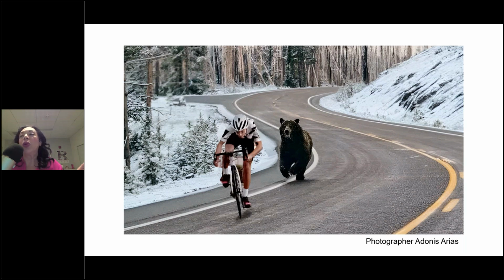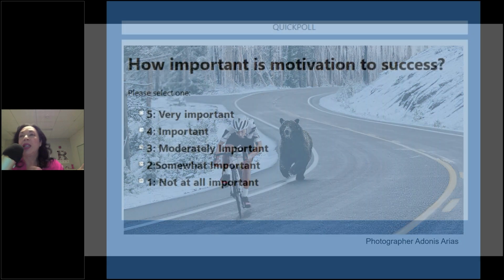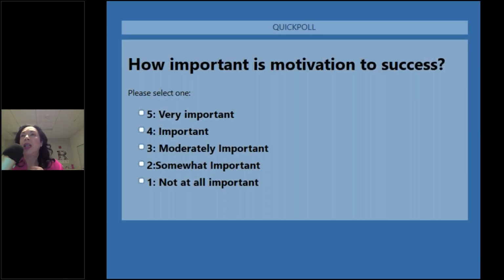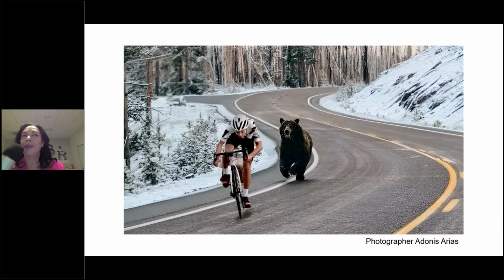We're going to start with a quick poll. So Rachel, please launch the poll that says, how important is motivation to success? All right, we're seeing 41% voted, 50% at only 10 seconds. All right, I think we're good. We're at 84% and it seems to be plateauing. So let's go ahead and close that. And I will share the results.